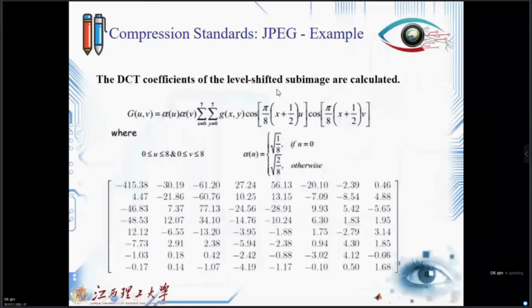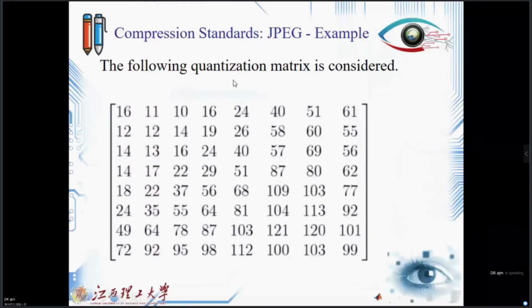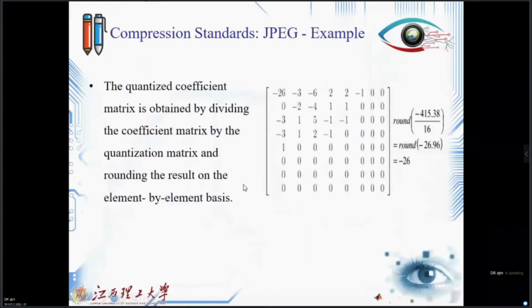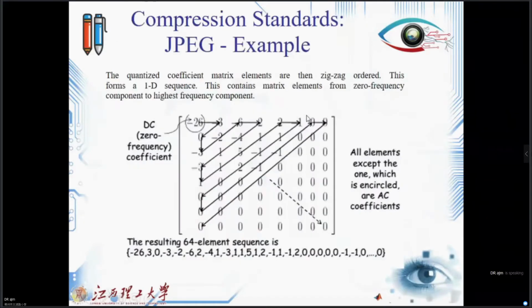Then the quantization matrix will be considered. Some values like this will happen for us, and the quantized coefficient matrix will be obtained by dividing the coefficient matrix by the quantization matrix and rounding the result on an element by element basis as we have here. Then the matrix form will come out. The next step is that we should go for the zigzag manner, as I said several times in today's lecture.